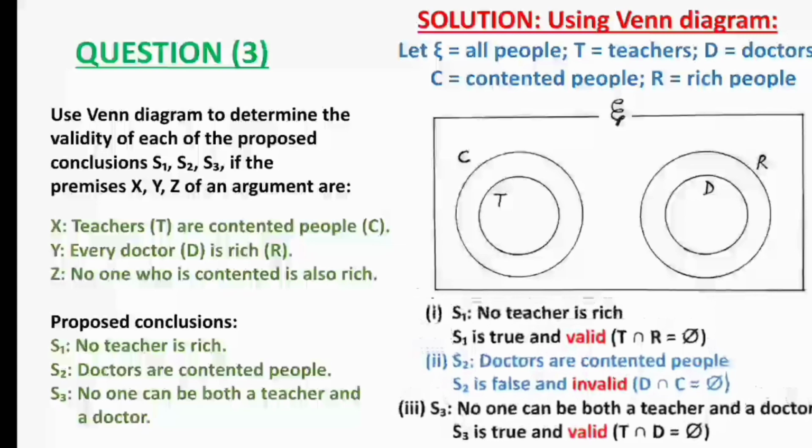The last conclusion, S3, which says no one can be both a teacher and a doctor, is true. Because from the Venn diagram, the circle for T, teachers, and the circle for D, doctors, are two separate and disjoint circles. So no one can be both a teacher in circle T and a doctor in circle D, because the intersection of T and D is an empty set. I hope all three questions are clear to you.